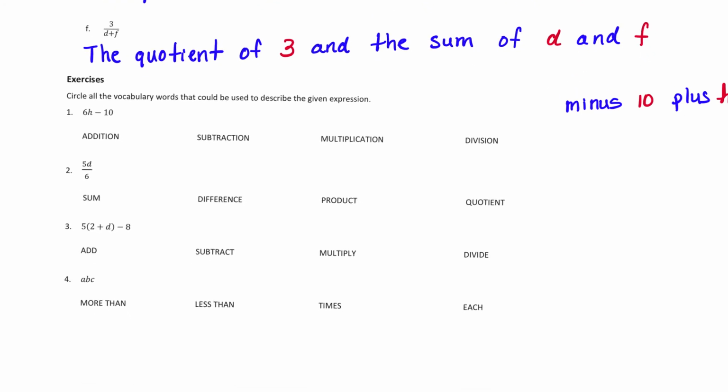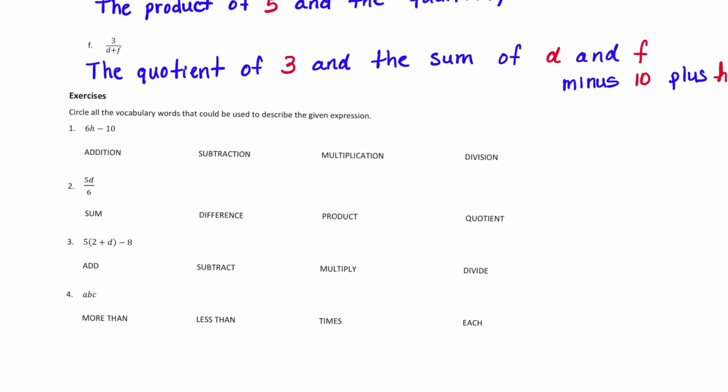So on this one, we're going to be doing exercises. Circle all the vocabulary words that could be used to describe the given expression. So first you need to make sure that you know how to read the problem. This will be 6 times h minus 10. So we're going to do the times and the minus.